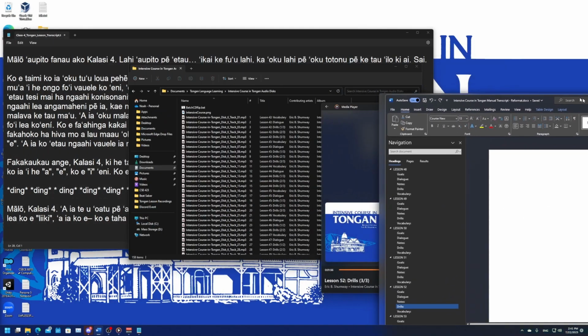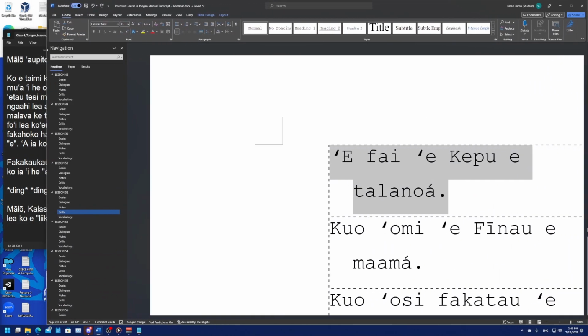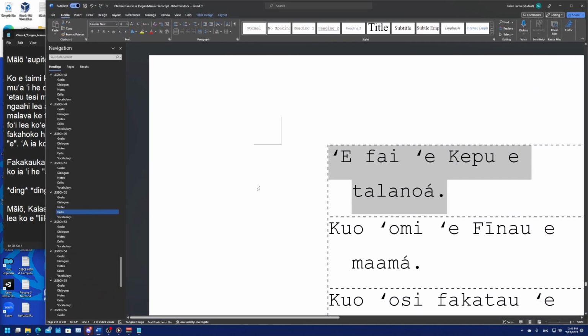I guess I could shorten it. There, now it's totally hidden.